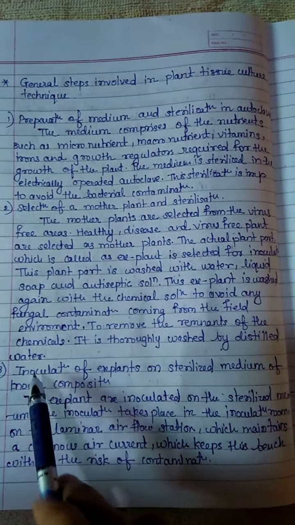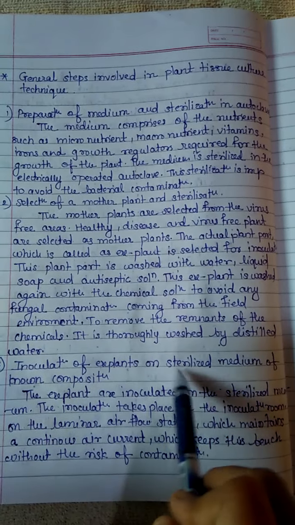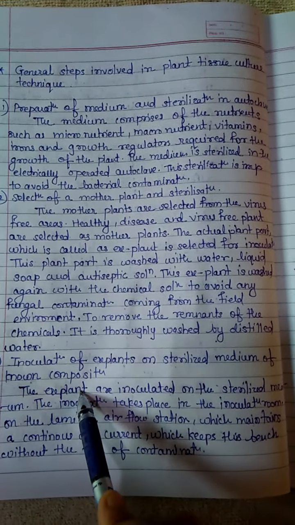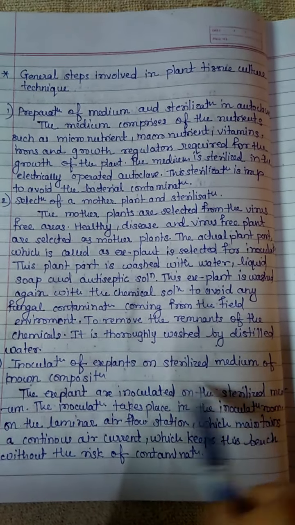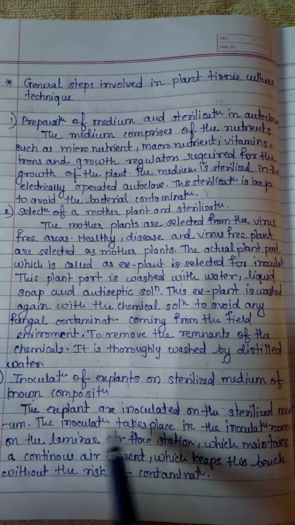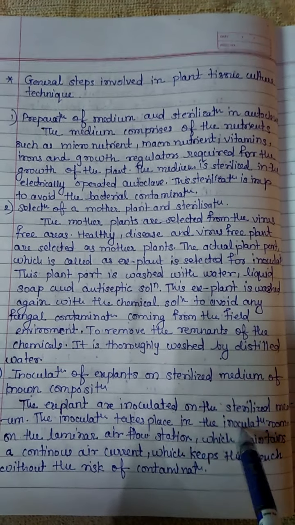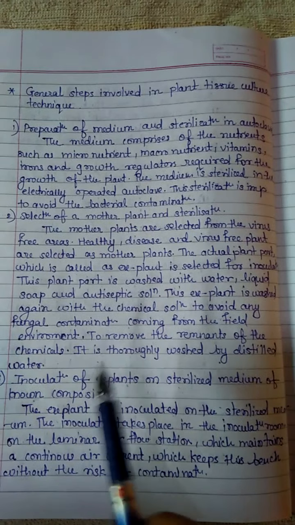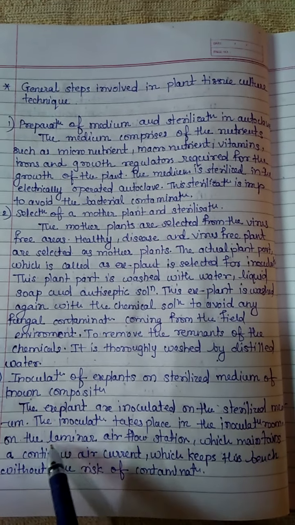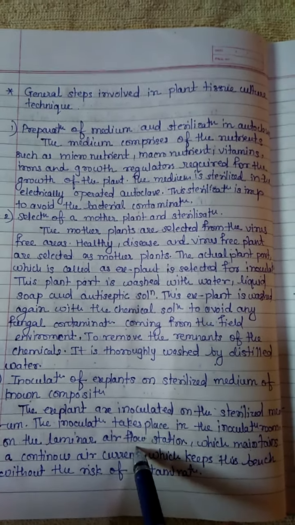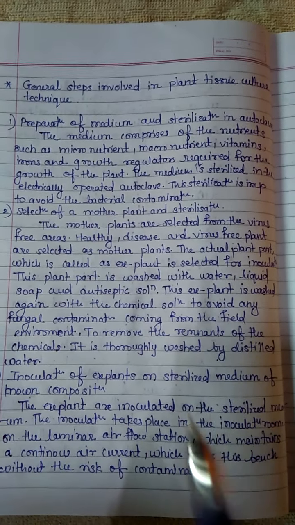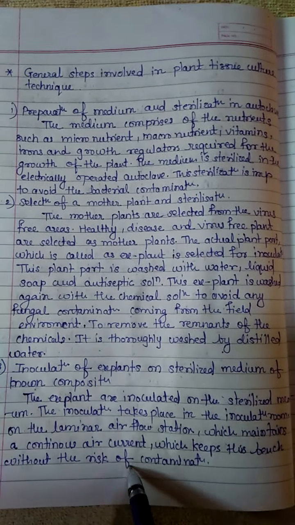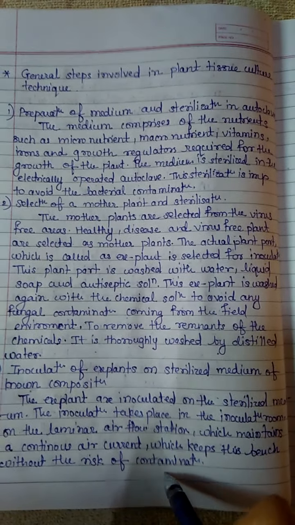Next is inoculation of the explant on sterilized medium of known composition. The explant is inoculated on the sterilized medium in the inoculation room. There is a special room for the inoculation, so it takes place only there. Then there is a laminar airflow, which maintains continuous airflow and keeps the bench free of the risk of contamination.